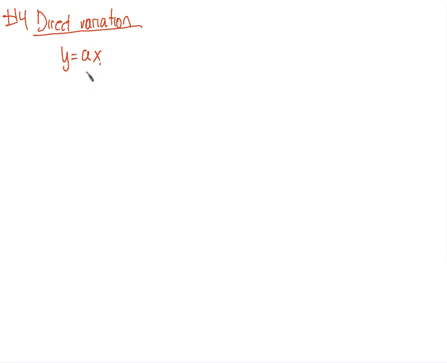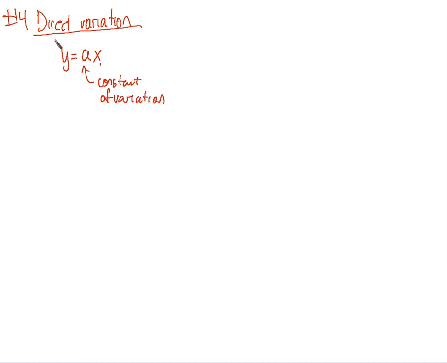So this guy right here is a number. It is a constant number, okay? And it's the thing that tells y how to vary, right? As x goes up or down or whatever, it has to be multiplied by a, so a is the thing that controls how y varies, so constant of variation.